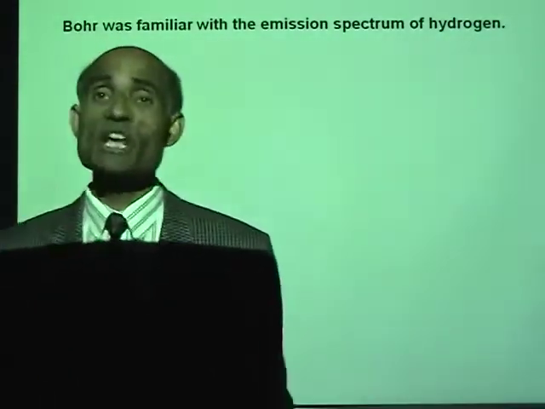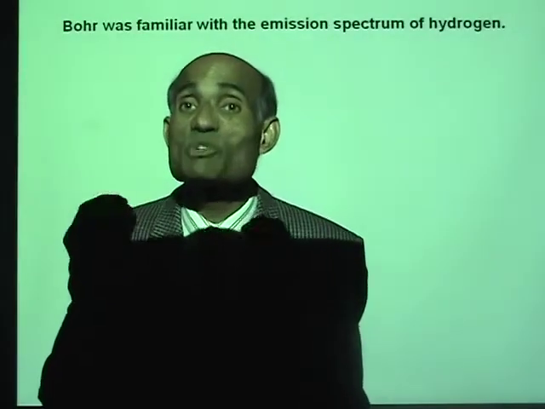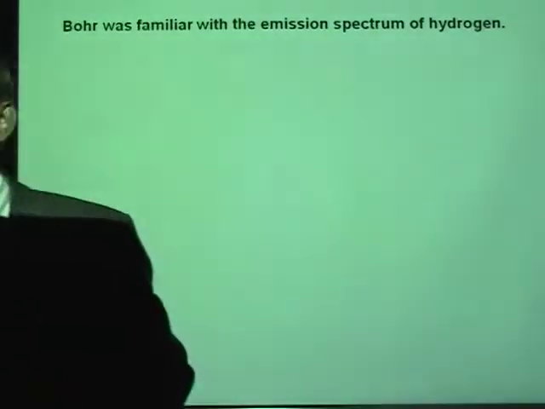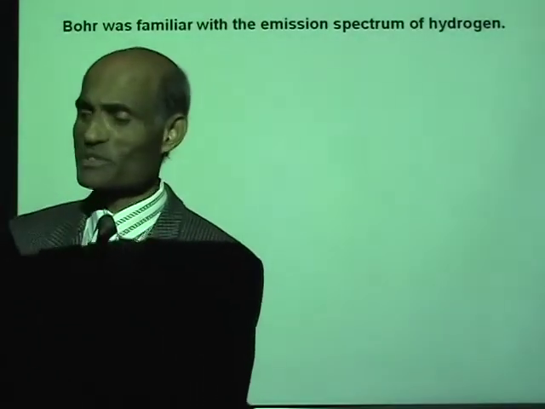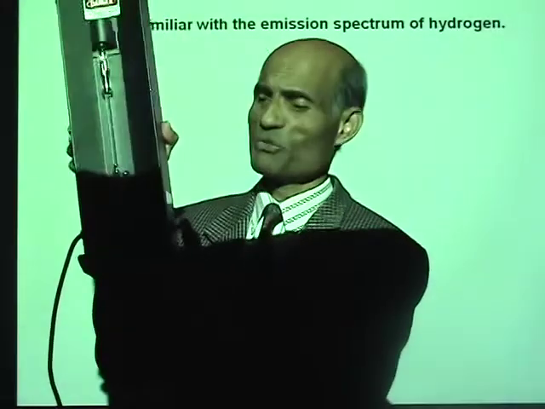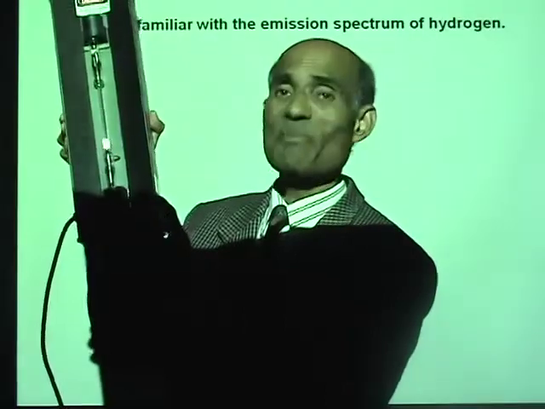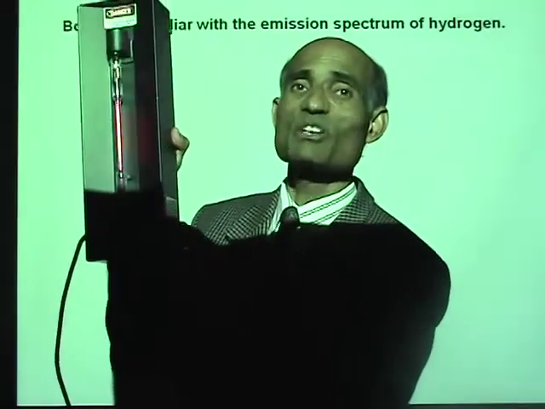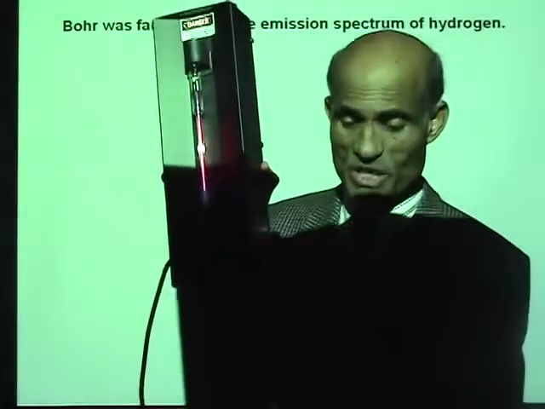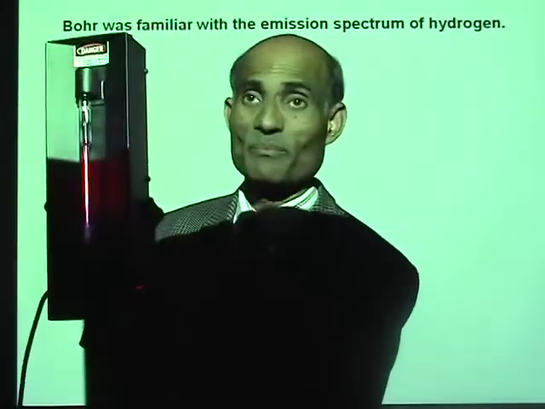Well, you see, every element can be made to emit characteristic light. Now, the light that I showed you some time ago, you see, I showed you this tube. This is actually filled with hydrogen. And the light you see here, I turn it on and you see the light it produces. This is the light produced by hydrogen.